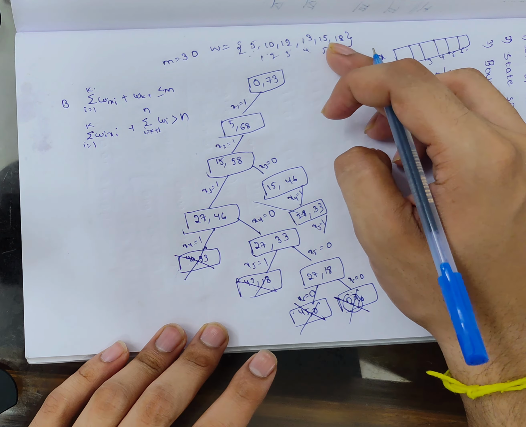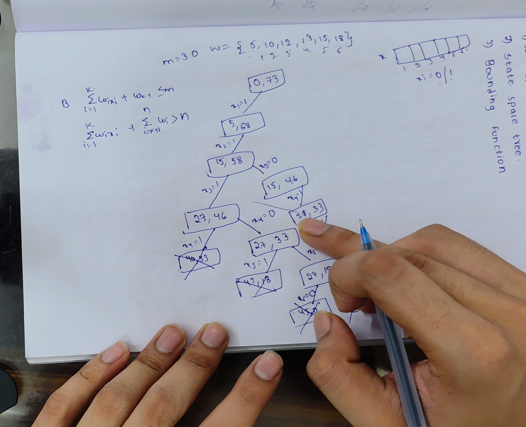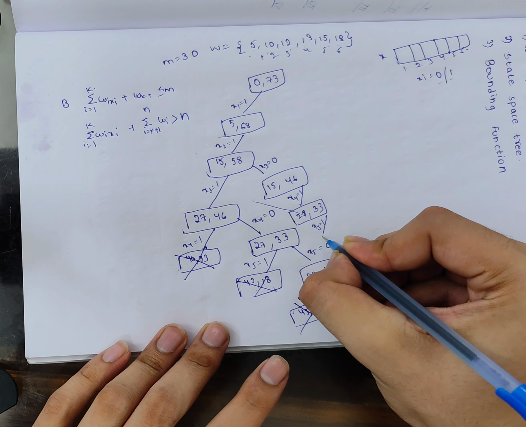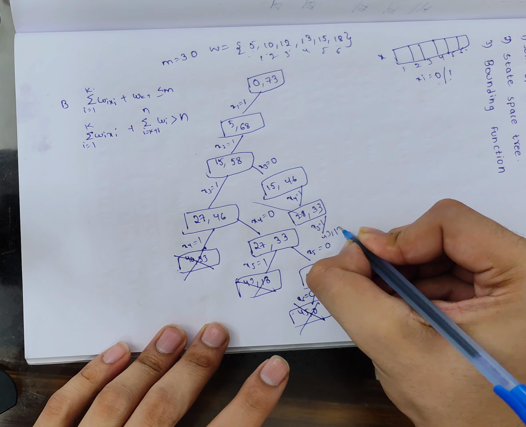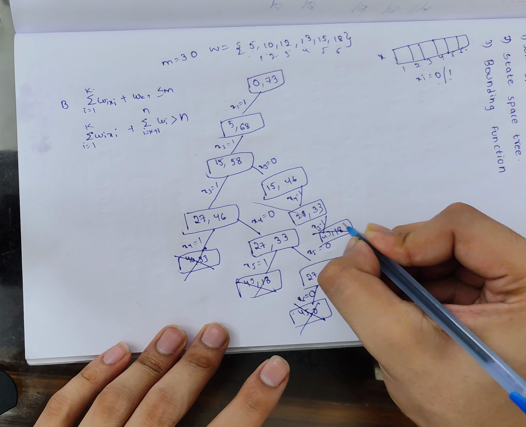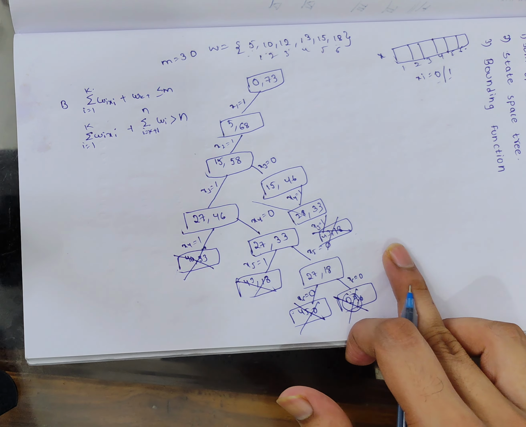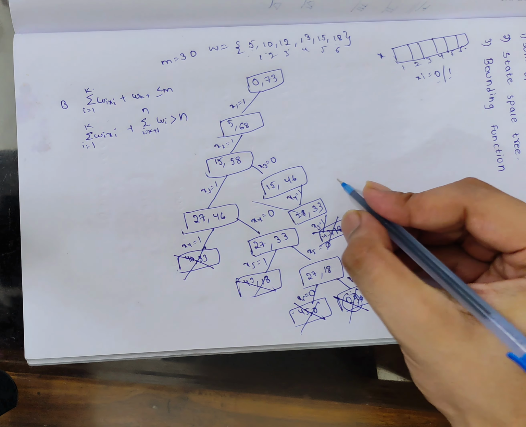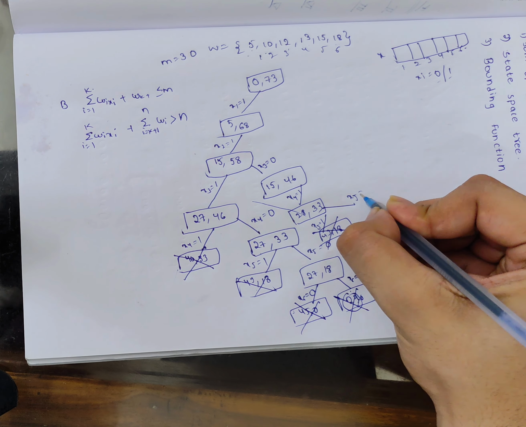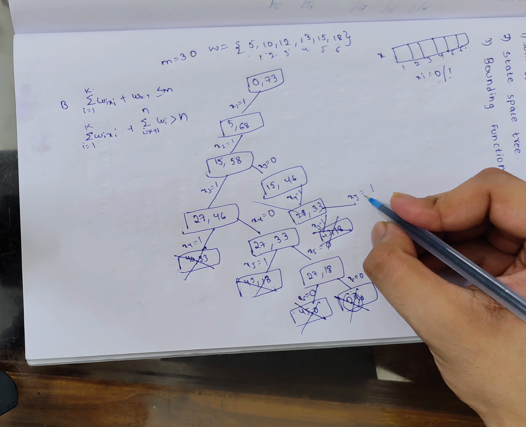So x5 equal to 1, nothing but 15 including 15, I will get 28 plus 15, that is 43 something, and this is 18 excluding that. So which is not satisfying this bounding function. Okay, and next, so I have included x5, right? Now I am excluding it. x5 equal to 1.